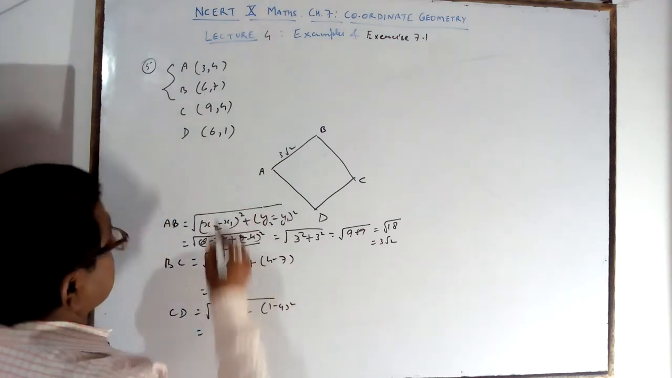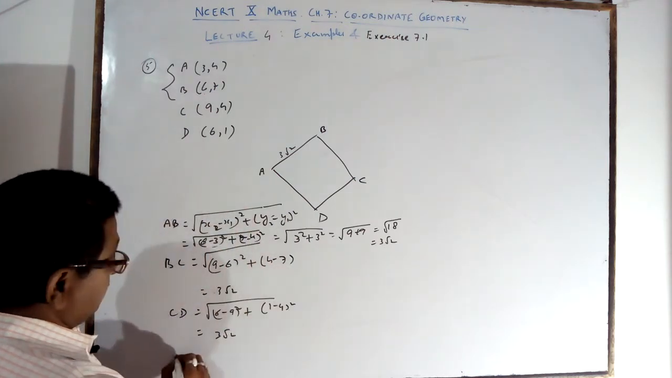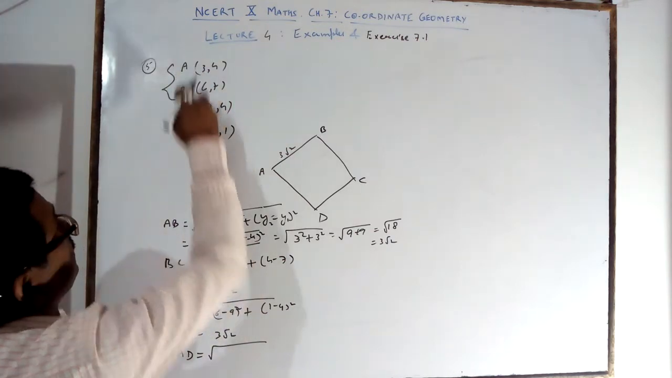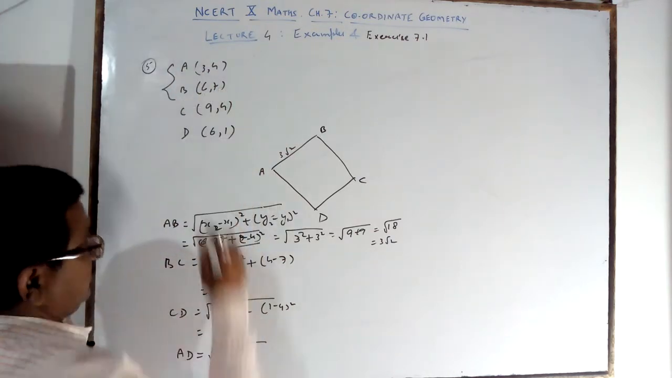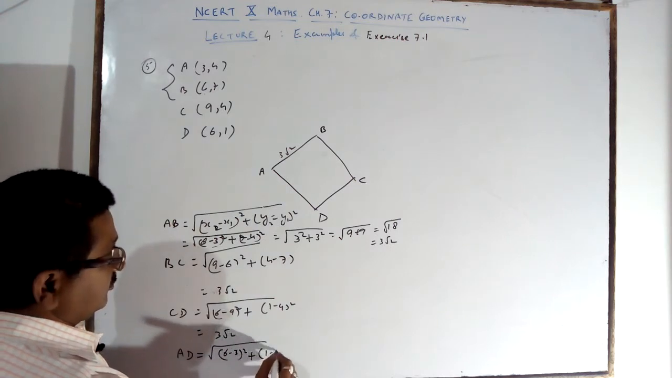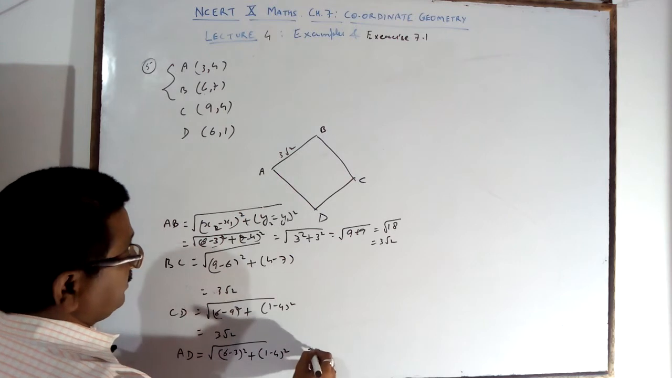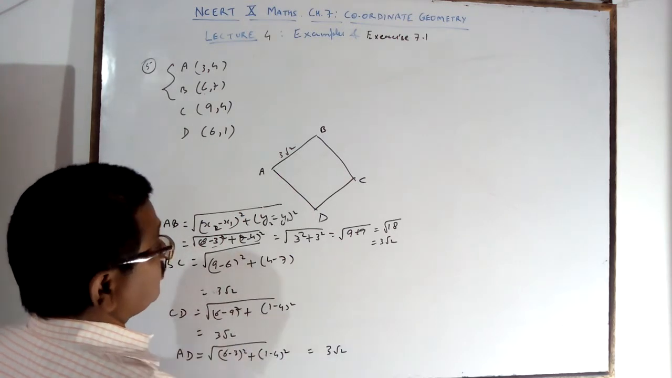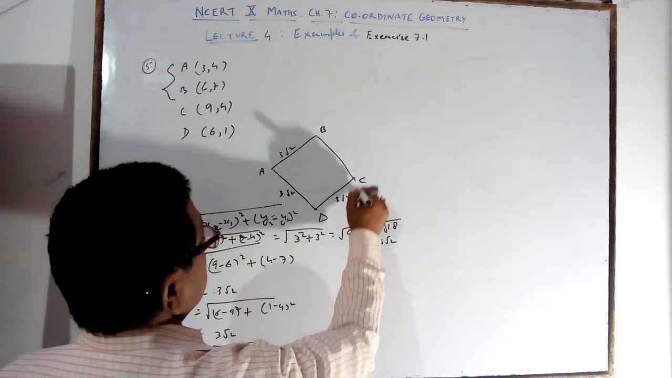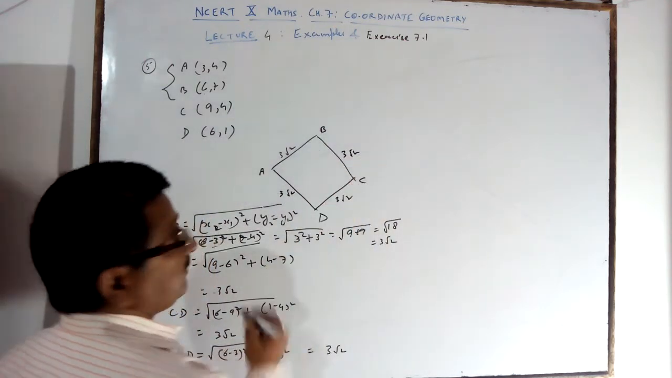So like this you will find out AD. AD is also A and D: 6 minus 3, 1 minus 4. So all the answers will be 3 root 2. All are equal. 3 root 2 you are getting, 3 root 2 you are getting. But it may be a rhombus.